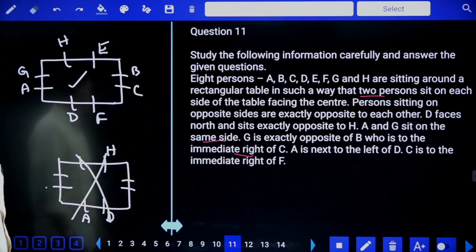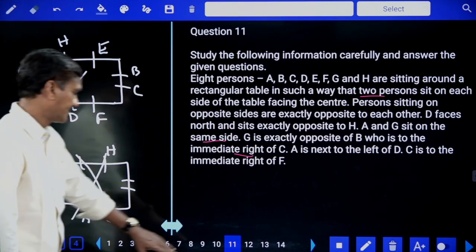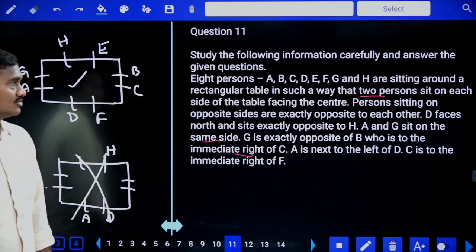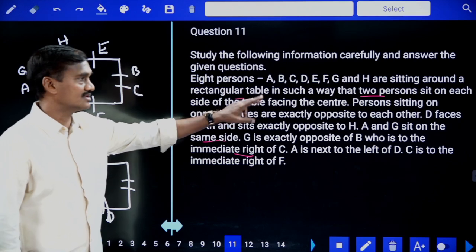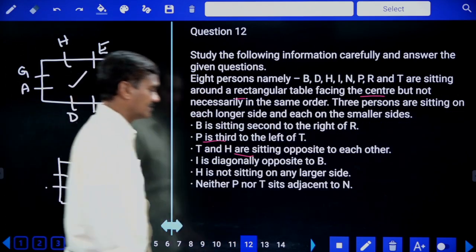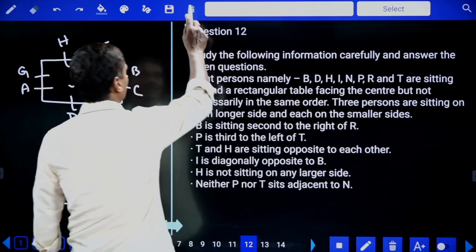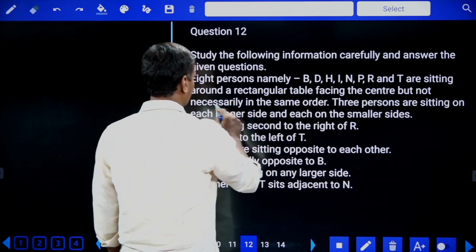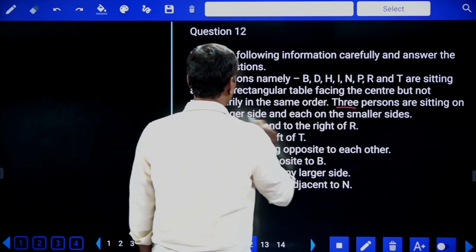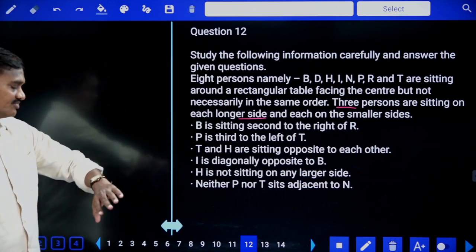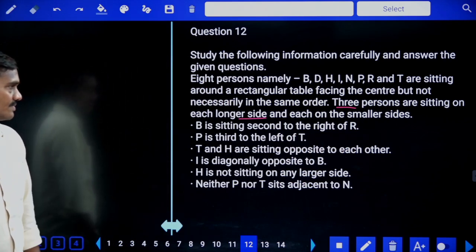Done with this? Now it won't take more than 1 minute. కనుక రెక్టాంగిల్ మనం చూడగానే మనం సెకండ్ ప్రయారిటీ కింద వదిలేయకూడదు. కొద్దిగా ఇన్ఫర్మేషన్ చూడండి. ఇక్కడ 2 persons అన్నారు, అందుకు మనం చేసేసాం. Done. Then 12th one. Now in this question number 12. Now 8 persons rectangular table and facing the center, and 3 persons are sitting on each longer side and 1 each on the smaller side. ఇది కొద్దిగా కనుక 1.5 minutes. Yes, start working out this one.